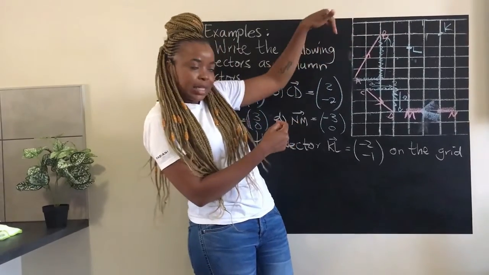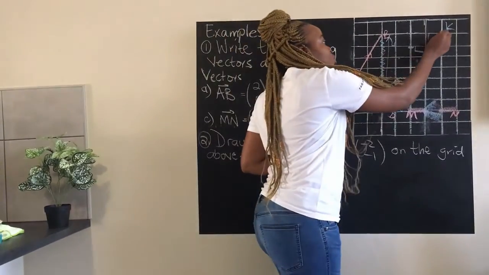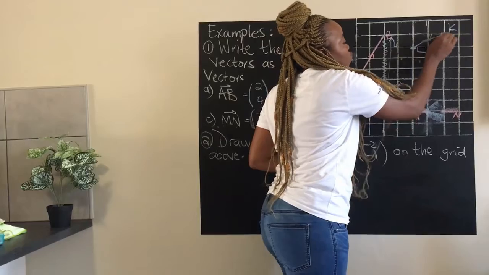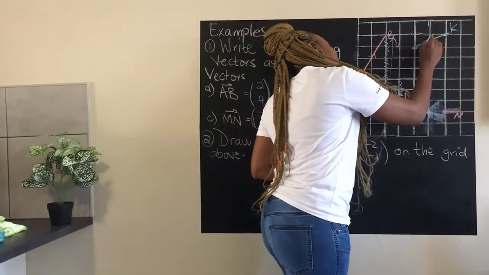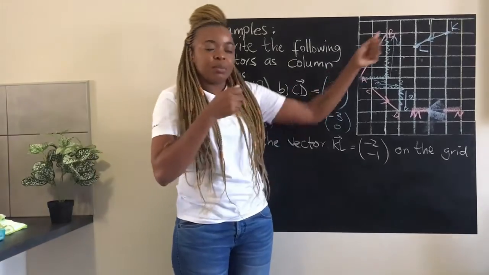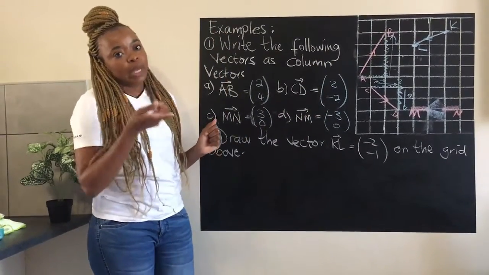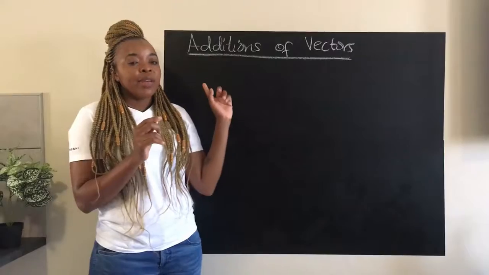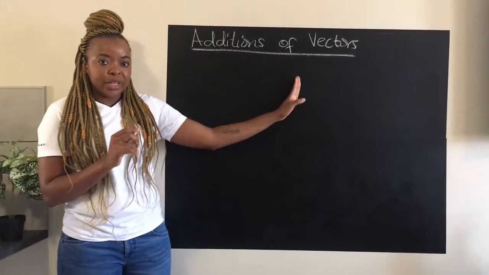So I did that. Then I just connect these 2 points. It must be straight. Then I put this arrow in there. Why do I put that arrow? Just to show that I'm coming from K to L, not L to K. Okay. Then we have addition of vectors.